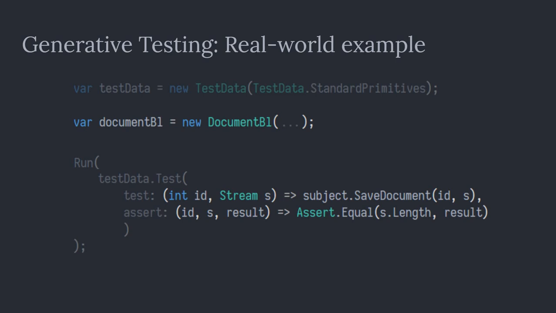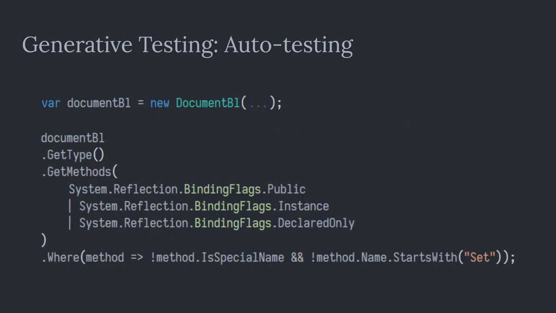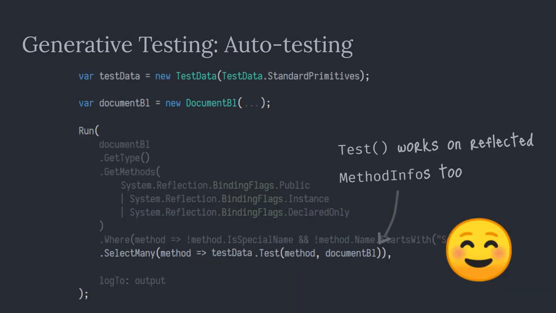It's getting close, but not quite. We still have to specify the instance and its method to test. But what if we could get all the methods of an object and automatically run generative tests for each? Fortunately, both .NET and Java have reflection, which means you can get back all the public methods, and so I added support for MethodInfo as well. So this code will now loop through all the public instance methods of an object and test each one.